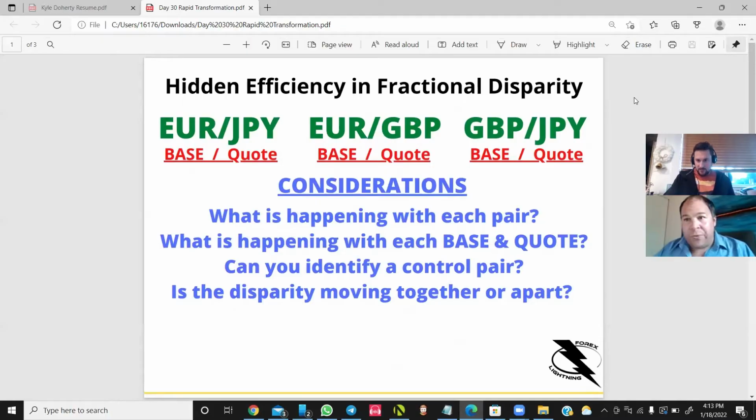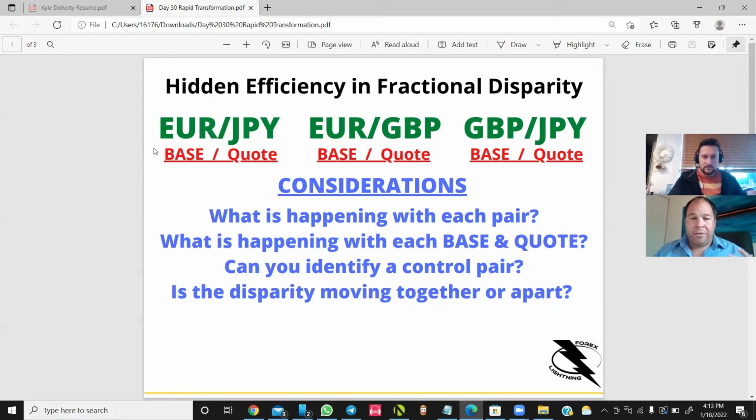Perfect. Yeah. If you guys are watching us on YouTube, you'll be able to see the slides that we're putting up right now. All right. So fractional disparity. Like I said, this can get very, I guess, 3-dimensional is probably the best way to explain it. So let's start with just this example.